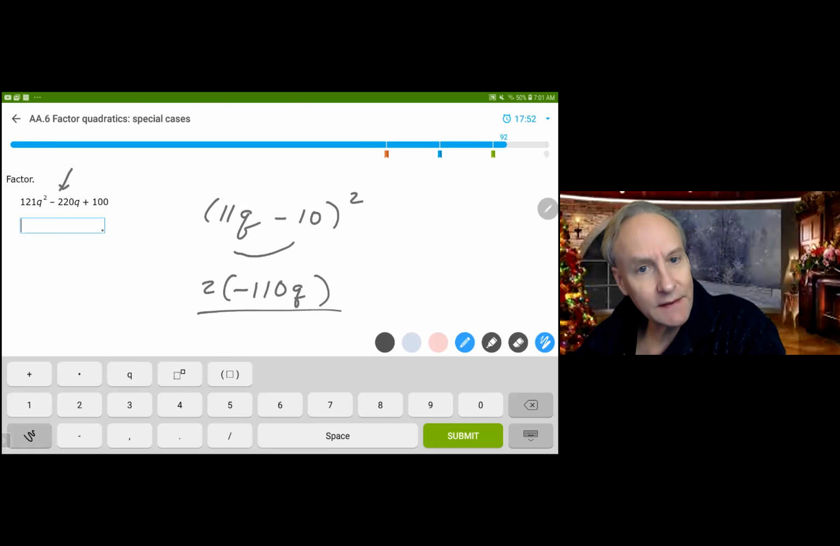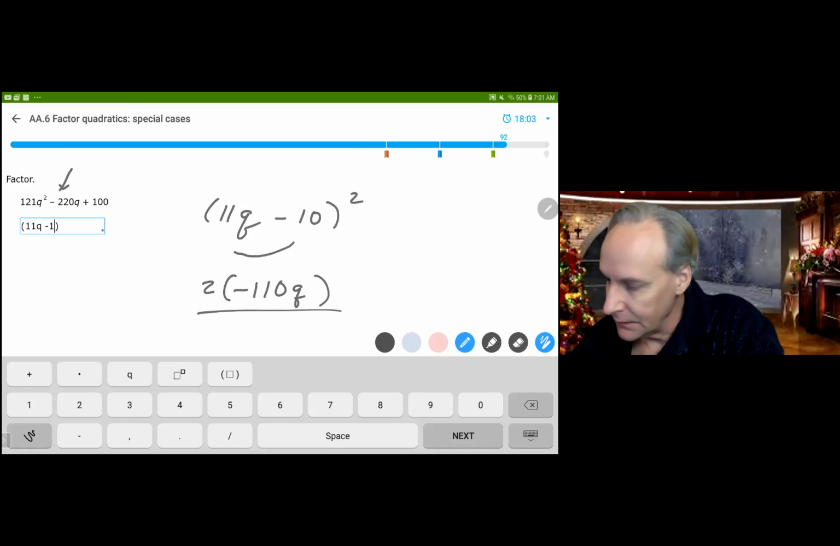It's always good to check that, because sometimes they're going to trick you and they're going to say, you know, I mean, obviously it isn't all about the special cases. 11q minus 10, and it's being squared. There we go.